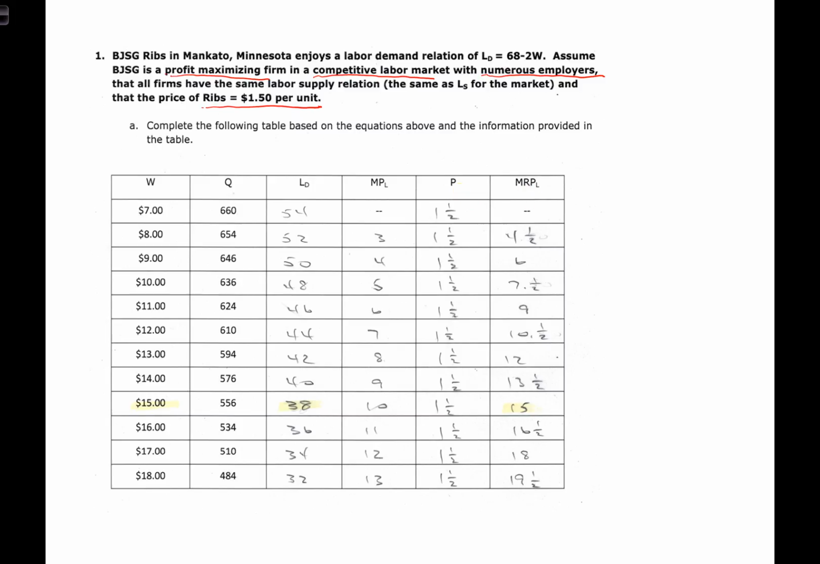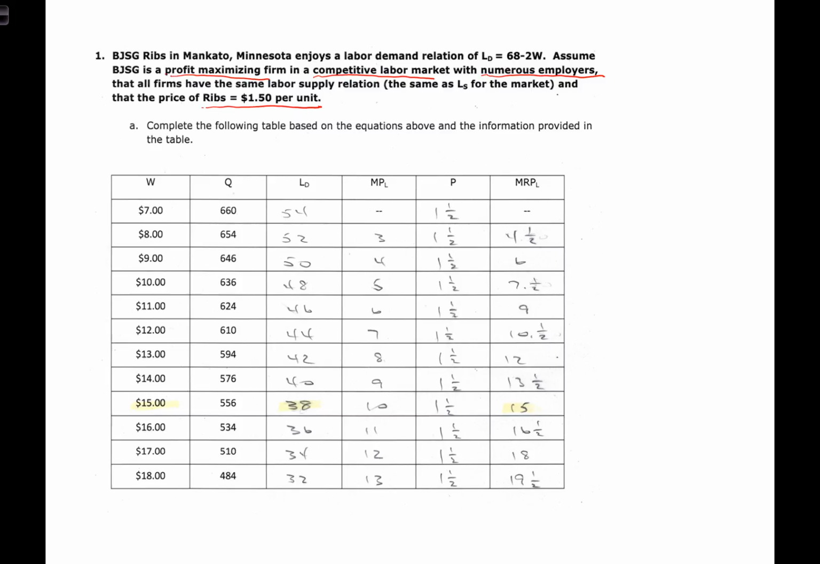So labor demand, of course, all we're doing is taking the wage and substituting it into the labor demand equation. So in this case, 68 minus 2 times W, or 68 minus 14, is 54. And then for the next row, we take the wage of 8, substitute it into the same equation, and we get 52. And we do this all the way down. So you should have started at 54, decremented by 2 labor units per row, and then ended up at 32. And that was the labor demand column.